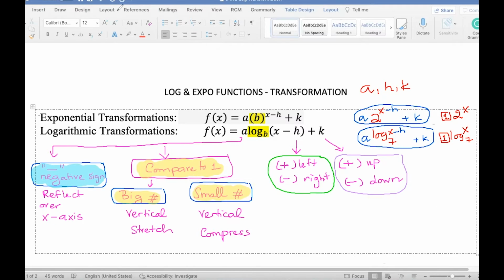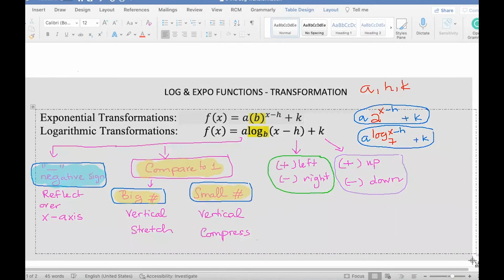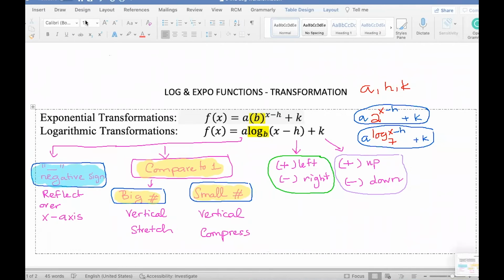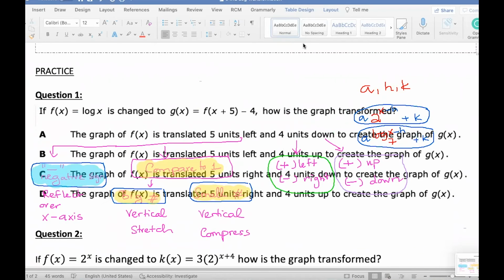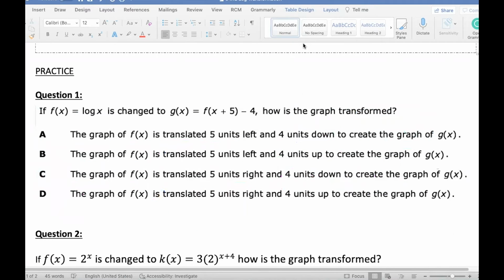I would like for you to take a note of this so that you can have all the information down. And from there, we're going to use this information to practice. So let me screenshot them and practice with the next slide. Here we'll do question number 1. If f of x equals log of x, the question asks, it changed to this. How is the graph transformed?